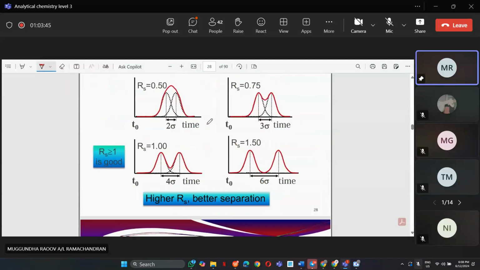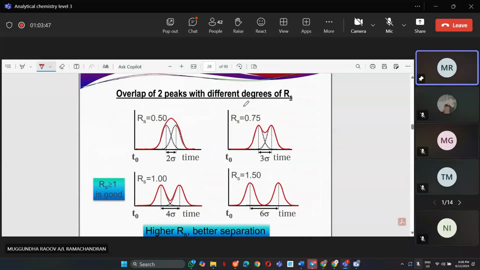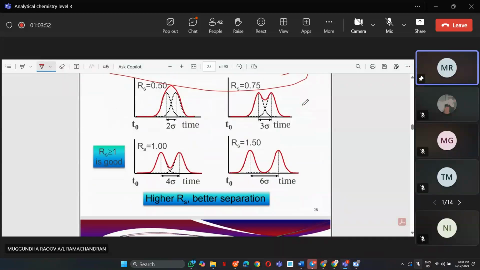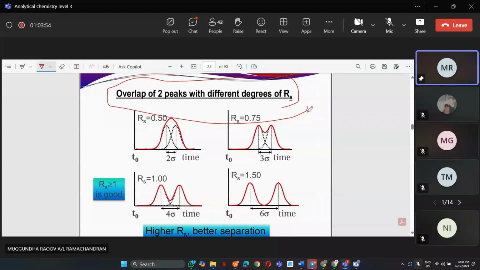So class, if you see here, when two peaks are overlapping each other, for example compound A and compound B, they do not resolve. So the resolution is actually 0.5. If the peaks are separated very well, like this one, it is a very good peak. It's separated very well.